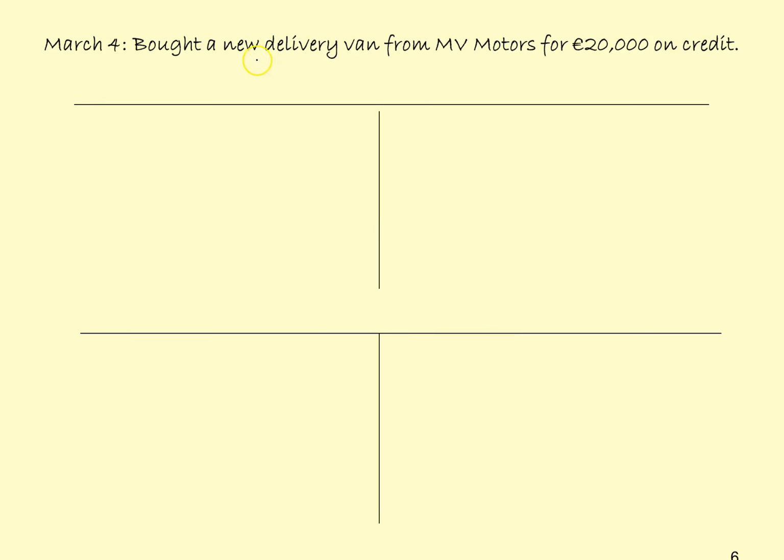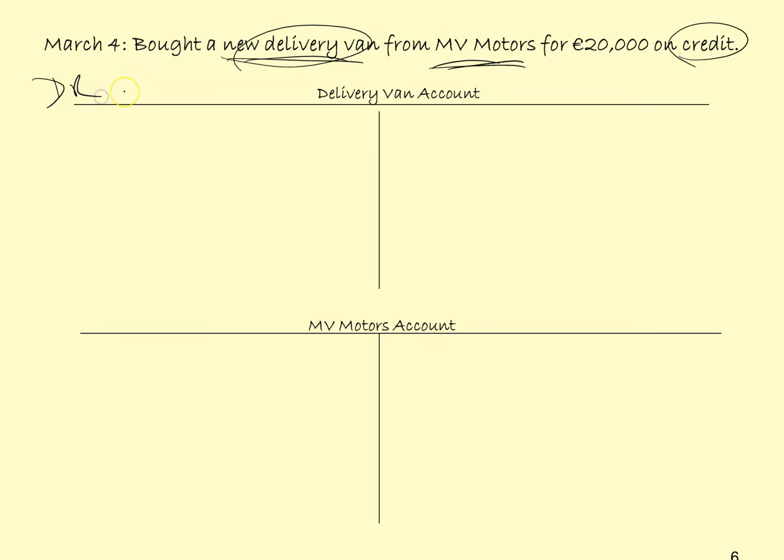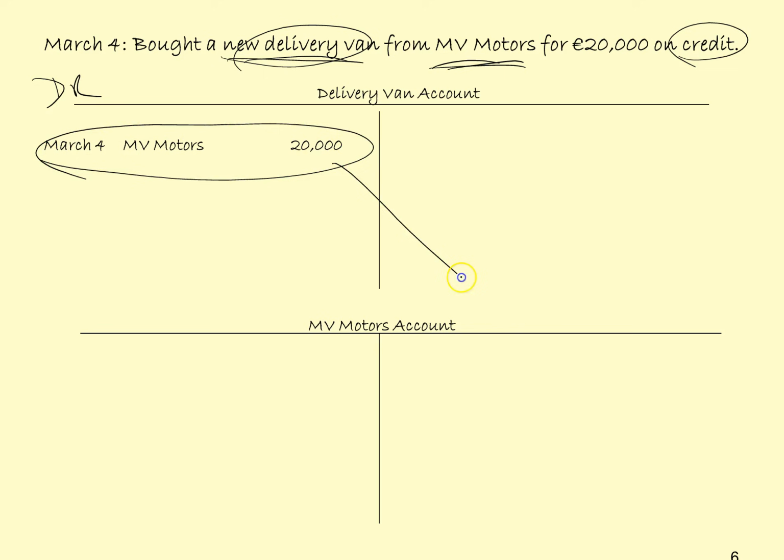March the 4th, bought a new delivery van from MV Motors on credit. So no money changed hands. So we need a delivery van account and an MV Motors account. So we open up those two accounts there. Now, delivery van is an asset, so we'll be entering that on the debit side. March the 4th, MV Motors, 20,000. And then we will double enter that on the credit side of MV Motors account. We put in March the 4th, delivery van, 20,000. So MV Motors are creditors.